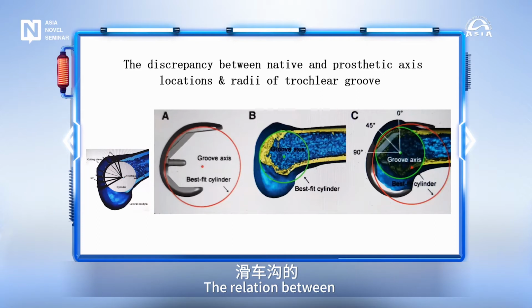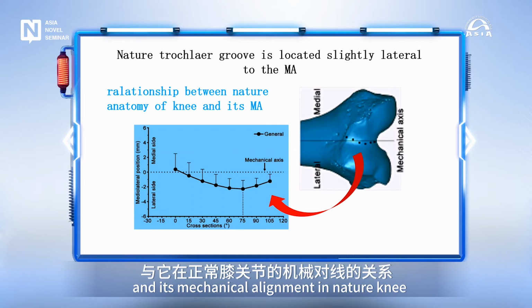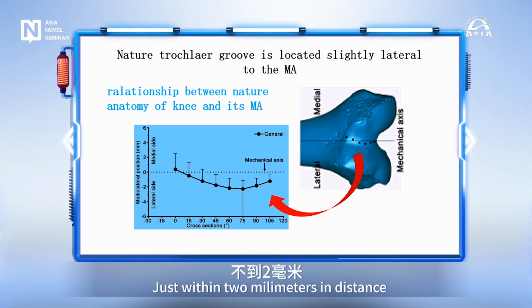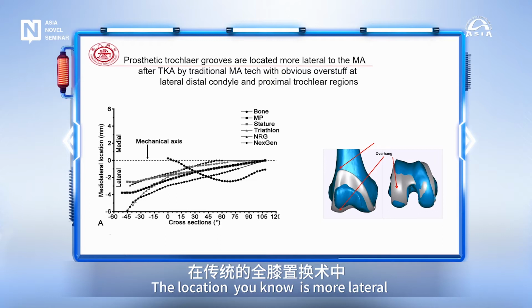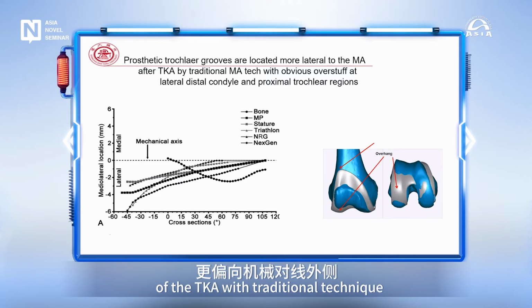And the relation between the anatomy of the trochlear groove and its mechanical alignment in the natural knee showed that it is located slightly lateral to the mechanical alignment, but it's very slight, just within 2 millimeters. The measurement showed that in various brands of components, the prosthetic trochlear groove location moves more lateral to the mechanical alignment after TKA with the traditional technique.